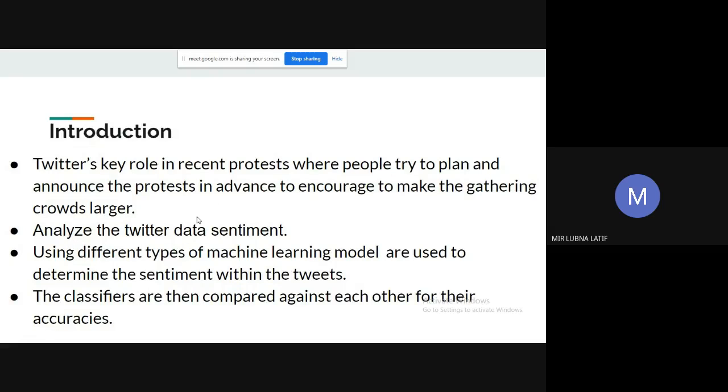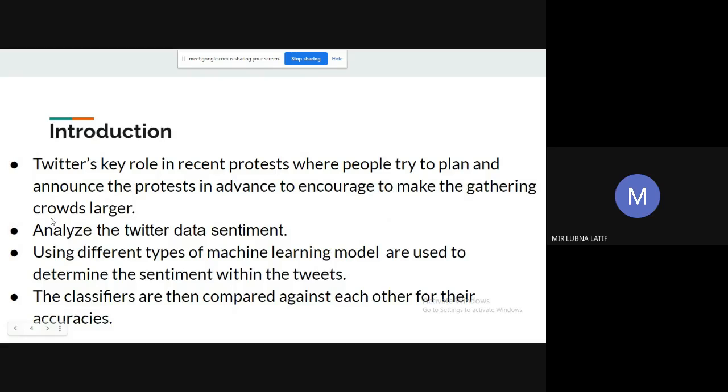Introduction. Social media plays an important role in organization of various social events such as gatherings for celebration, parades, protests, and similar kinds of actions. Twitter is an online microblogging website used by more than 100 million people and more than one-sixth of the world's population. Twitter's key role in recent protests is where people try to plan, announce, and protest in advance to encourage and make the gathering crowds larger.